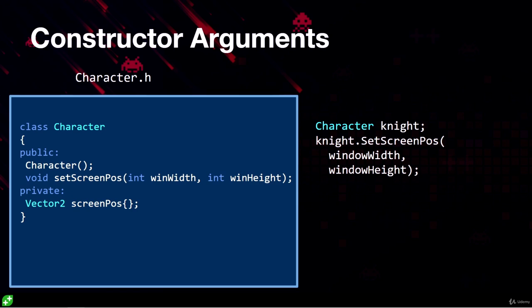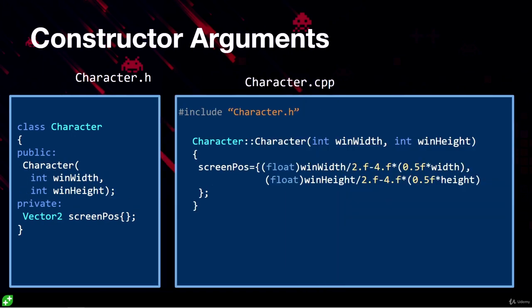Rather than having an extra function to call, we can tie this requirement in to the construction of the character class. We can do that by changing the constructor so that it has input requirements. So by adding two input parameters to the character constructor, we can then set the value of the screenPause vector in the constructor. And this way, if you attempt to construct an instance of the character class without passing in those required input parameters, you'll get an error. So you can't construct an instance of the character class without the window width and the window height.